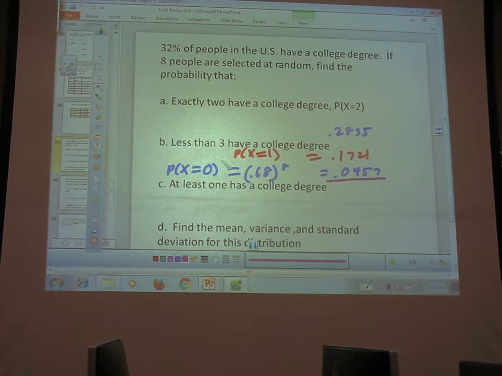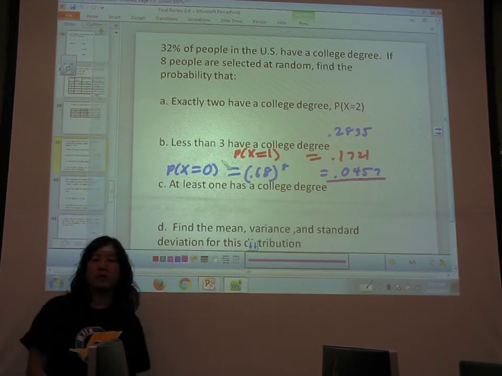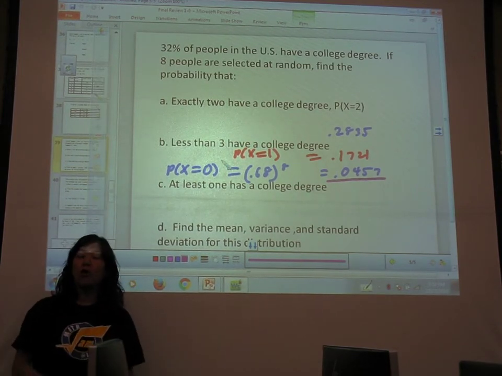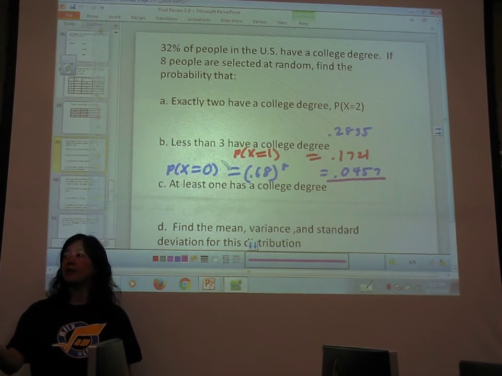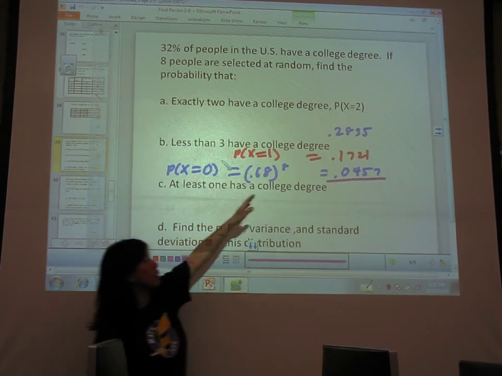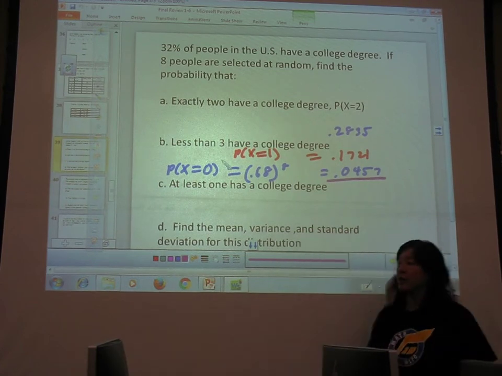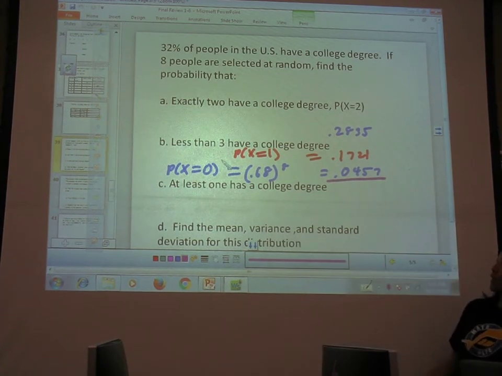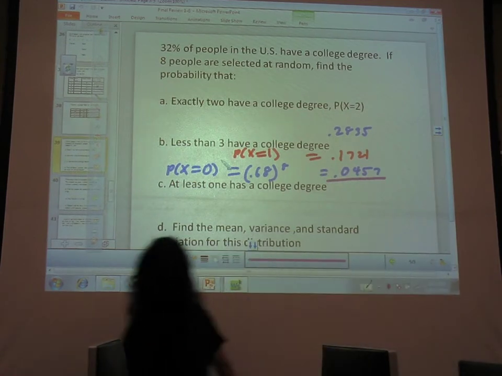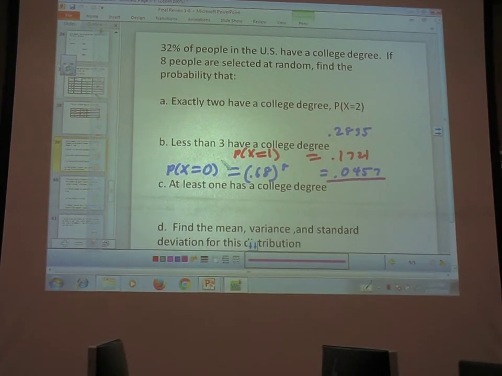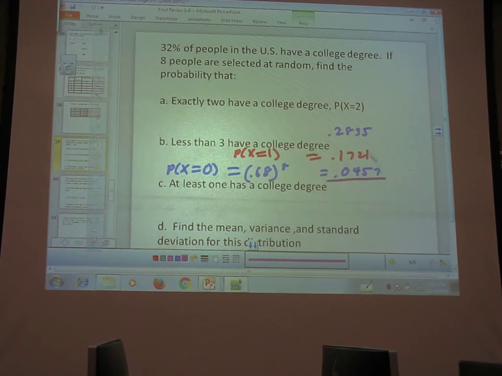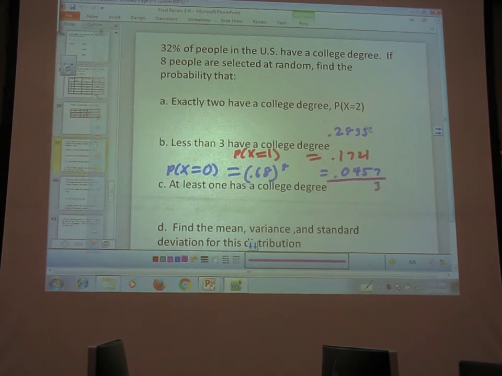At least less than 3. Less than 3 means 0 or 1 or 2. Right, so then we would add those up, because any one of those would be a way of qualifying it. If zero people had a college degree, then that would be less than 3. If 1 had a college degree, that would be less than 3. If 2 have a college degree, that's less than 3. So you add those up, and you get 0.3113.